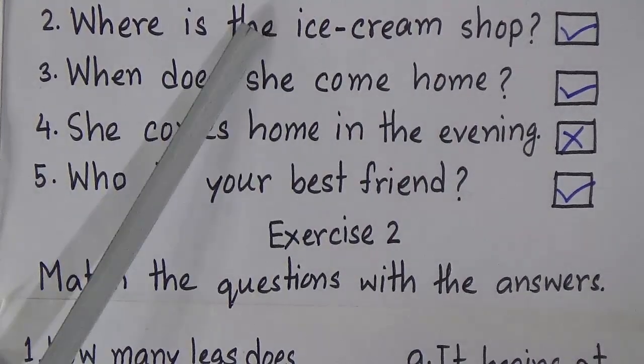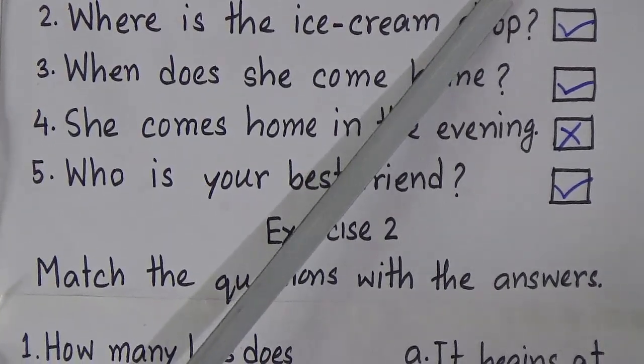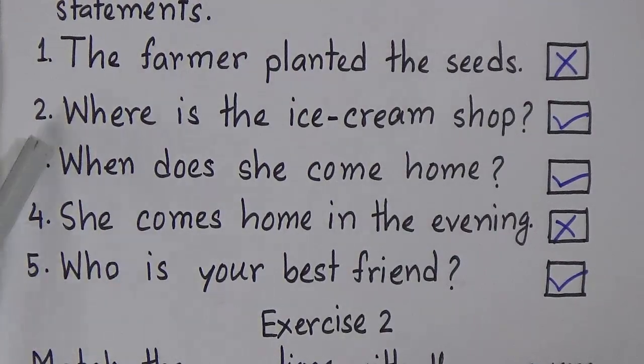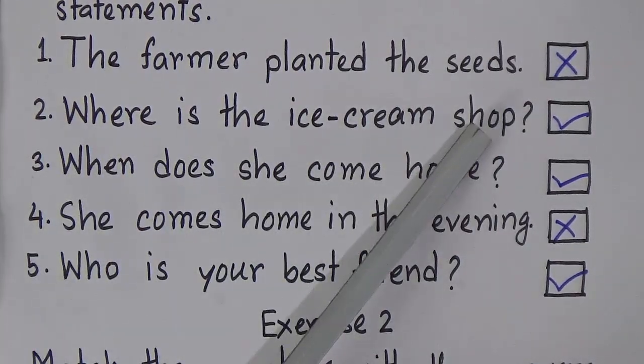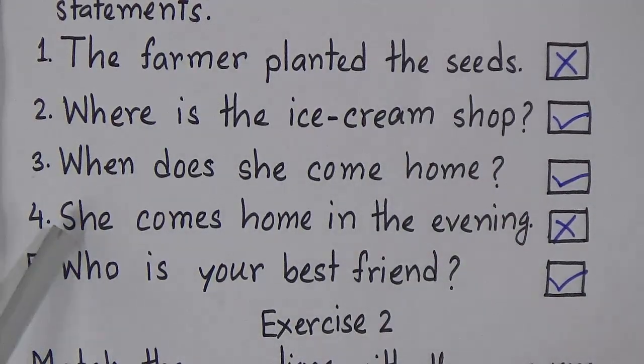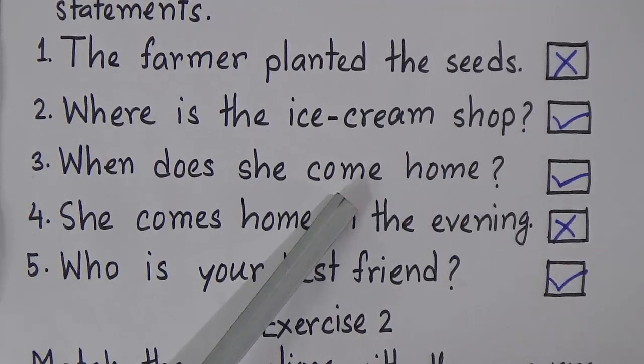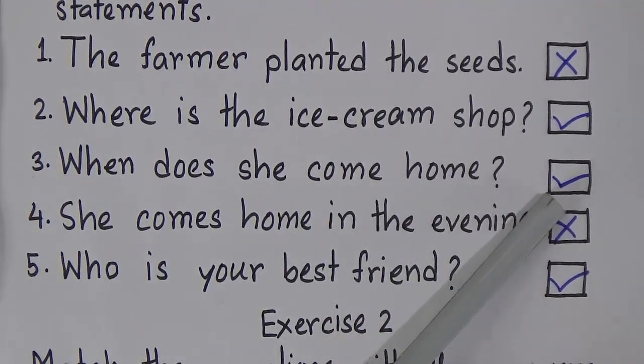So our answer is the first one, the farmer planted the seeds. It's a statement, so we give here a cross. And number 2, where is the ice cream shop? It's a question. We'll give here a tick. Number 3, when does she come home? It is also a question, so we will give here a tick.